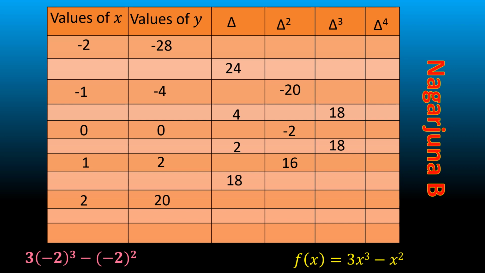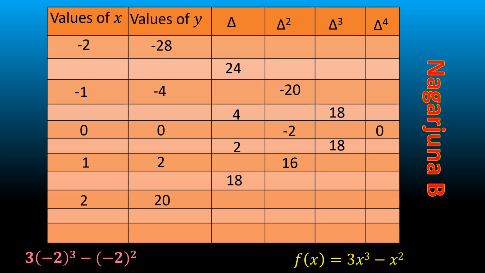The next, delta to the power 4, 18 minus 18, 0, and that should be written in the delta to the power of 4 column in between the rows of the delta cube column of 18 and 18 in this way.